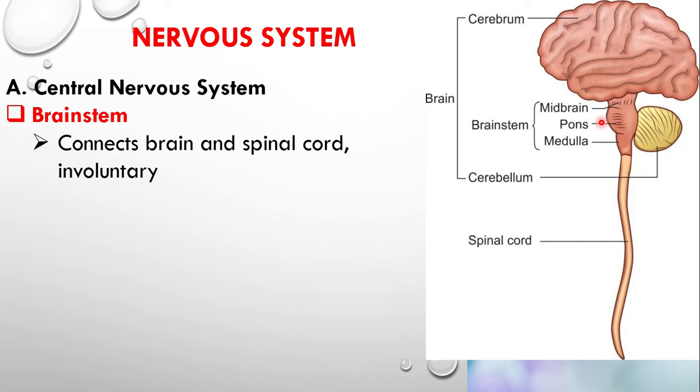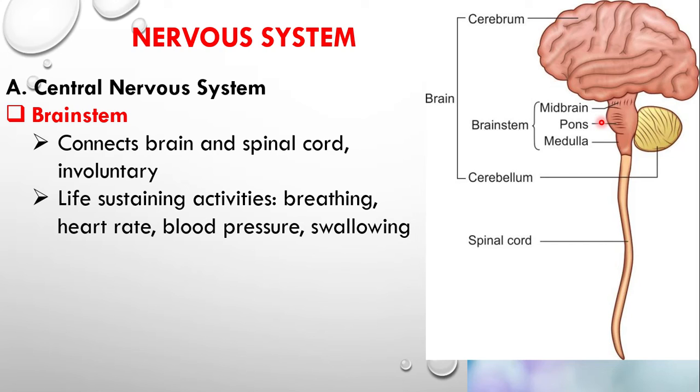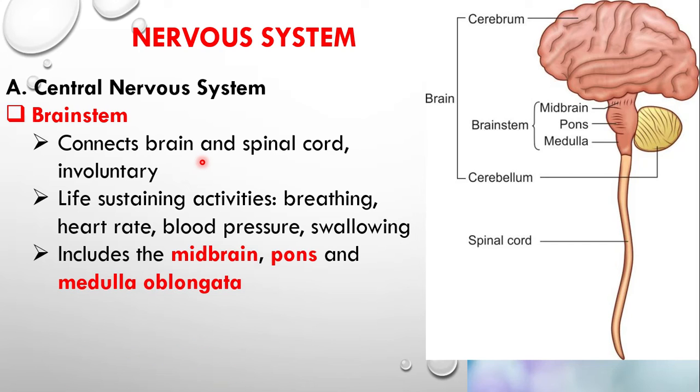Okay, so it connects the brain and the spinal cord, and also it controls or regulates involuntary movements. Okay, so the brainstem is responsible also for life-sustaining activities like breathing, heart rate, blood pressure, and swallowing. Right? Breathing and heart rate are involuntary movements in our body. Okay? So again, the brainstem includes the midbrain, the pons, and the medulla oblongata.